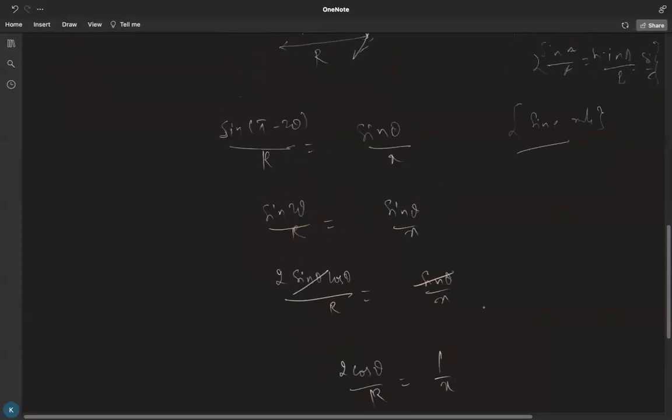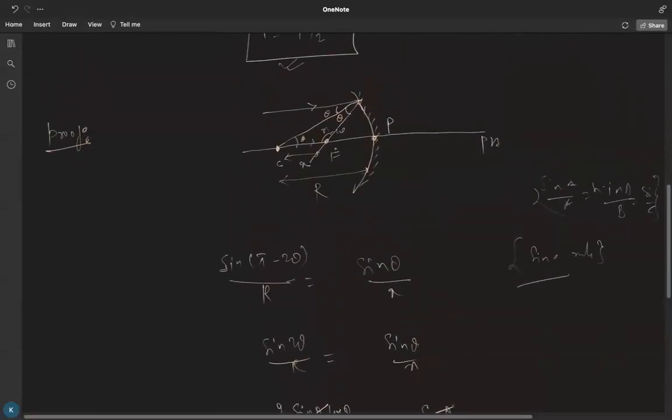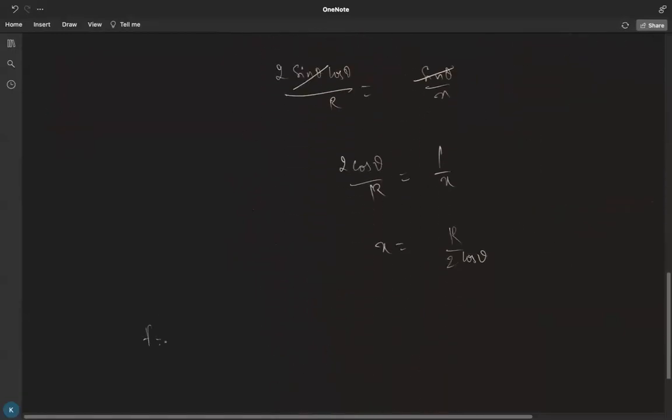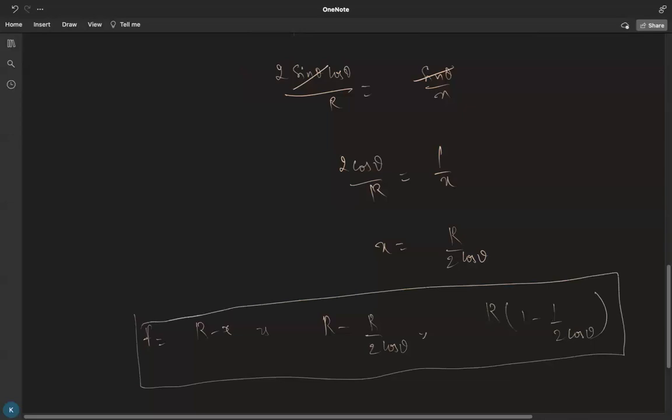Now this is actually our focal distance, right? Which I'm representing by f. So here we can say f is equal to R minus x, so here R minus R by 2 cos theta. So here we can write f is equal to R into 1 minus 1 by 2 cos theta. So this is actually our focal length for the marginal ray.